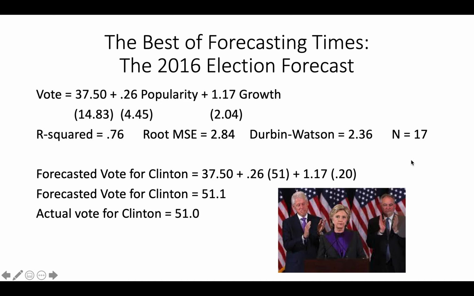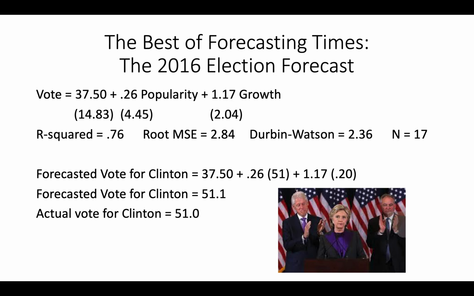And the sample size is still pretty small. We can't invoke the central limit theorem, for instance. 17 cases. So what do we do with all of this stuff? How do we use the equation? Well, you take the y-intercept, you take the slope coefficient for popularity and the slope coefficient for growth, then you plug in numbers for 2016, and we try to make a forecast.